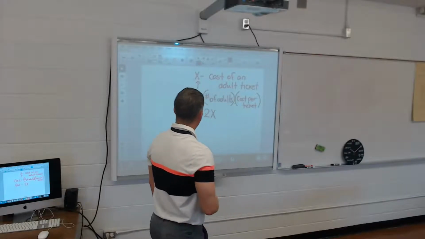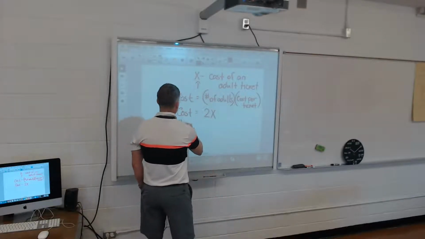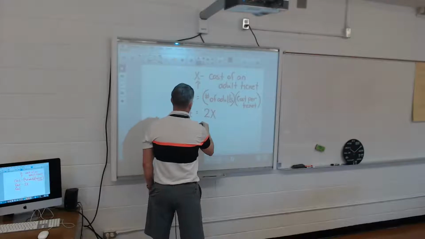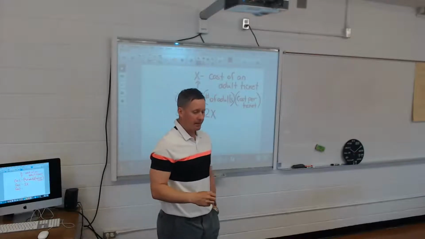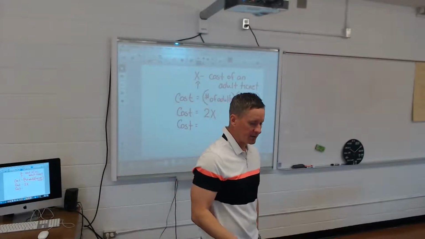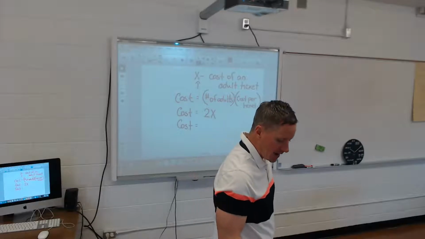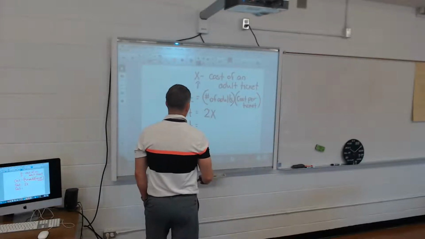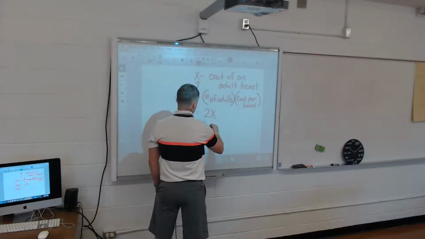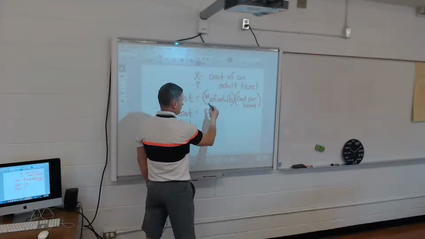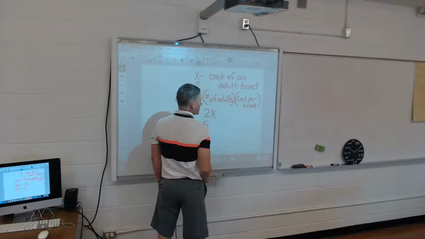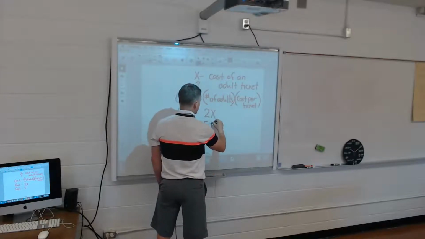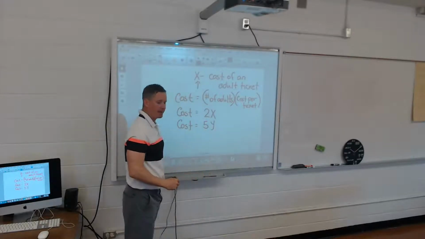Now I'm going to do the same thing for the children's one. The children's ticket is Y. That's what it costs for the ticket. How many children do I have? I have 5 children. So I take the number of children times the cost per ticket, which is Y.